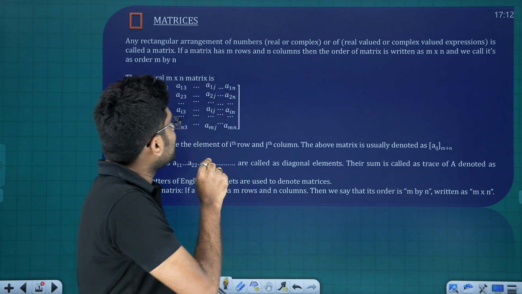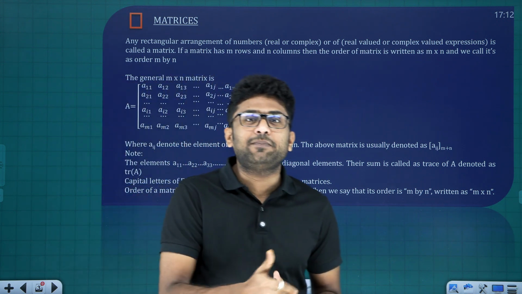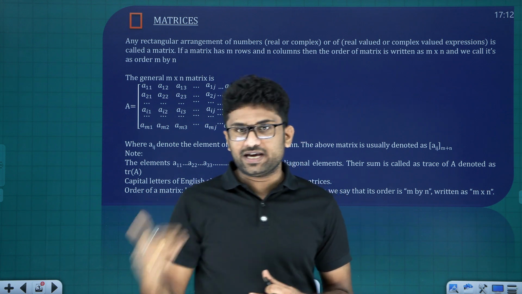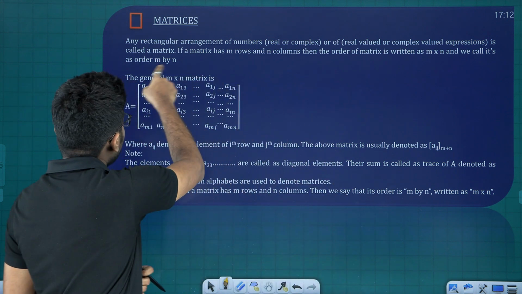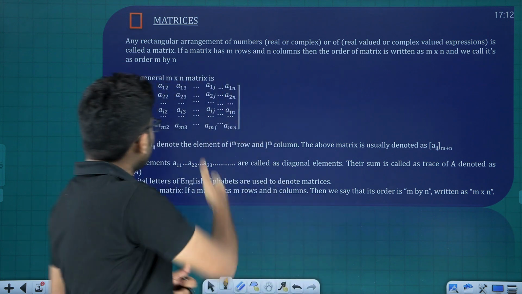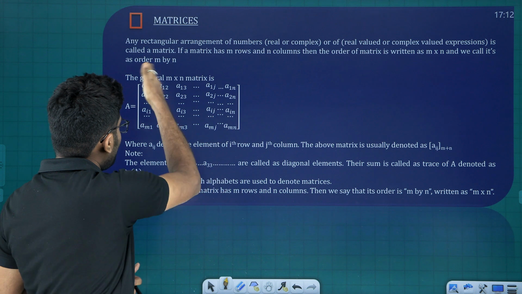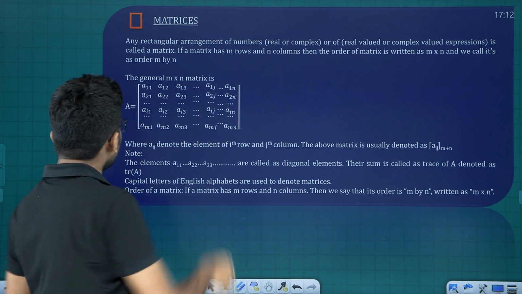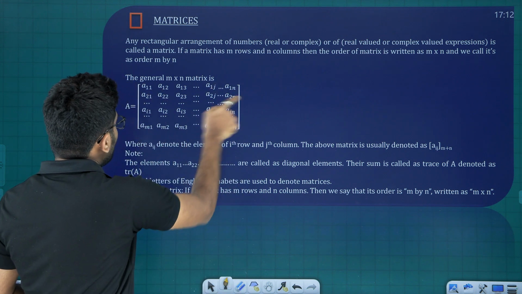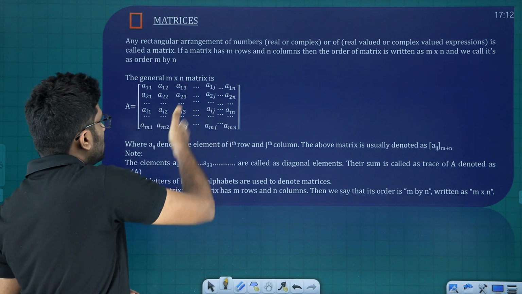Next, if a matrix has m rows and n columns, then the order of the matrix, or we say type of the matrix, is called m by n. We write it as m into n, but we read it as m by n. Clear? Now, in general, this is how a matrix having m rows and n columns looks like. First row, second row, third row, and so on, mth row, first column, second column, third column.